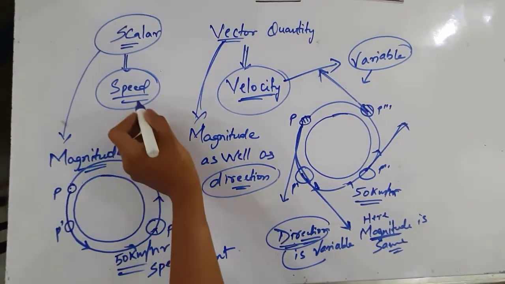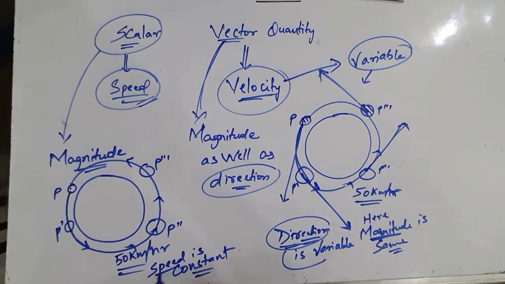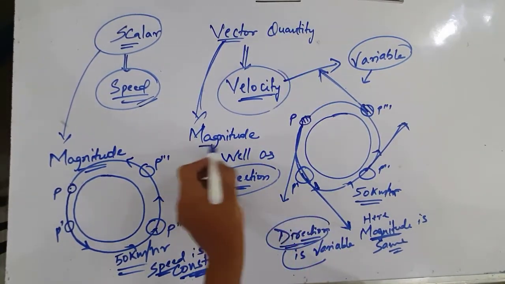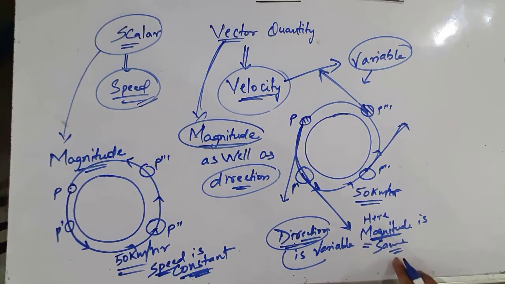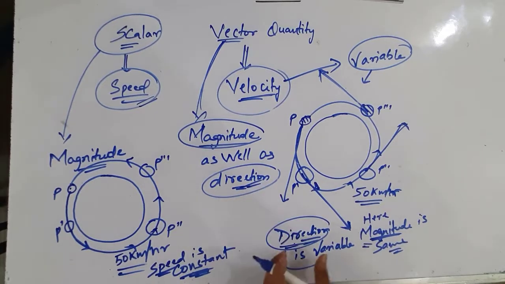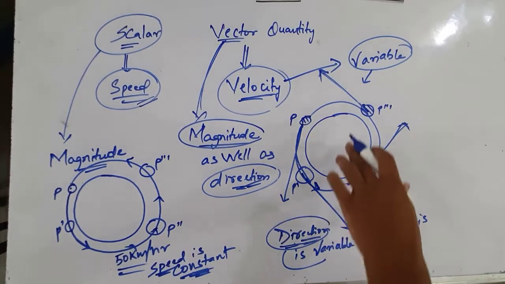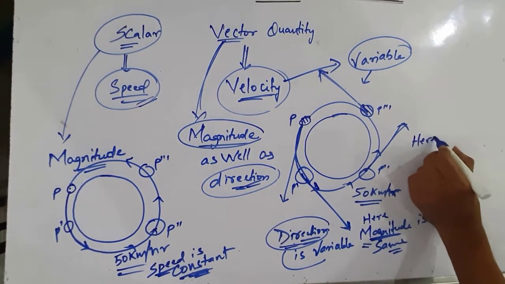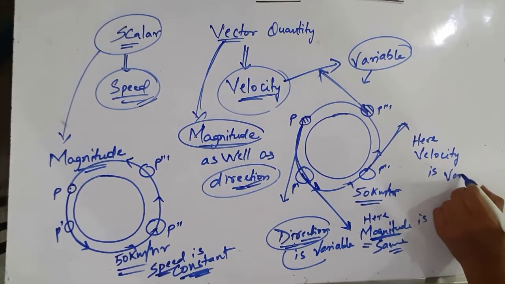Since speed is a scalar quantity, we notice only the magnitude. The magnitude is constant, so we can say that speed is constant. But velocity being a vector quantity, we have to check the magnitude as well as the direction. The magnitude is constant, but the direction is variable. Since one quantity, the direction, is variable, the complete velocity is variable. So can we say the velocity is constant? No, here the velocity is variable.